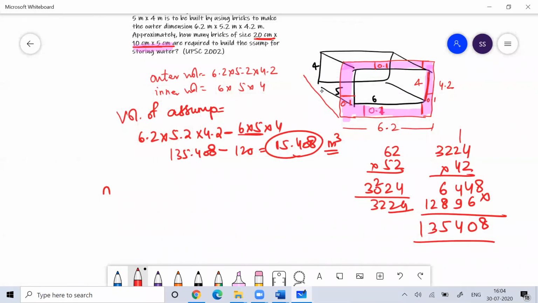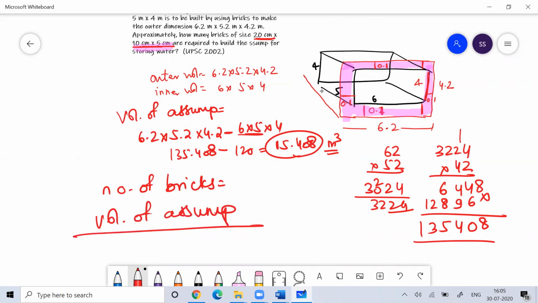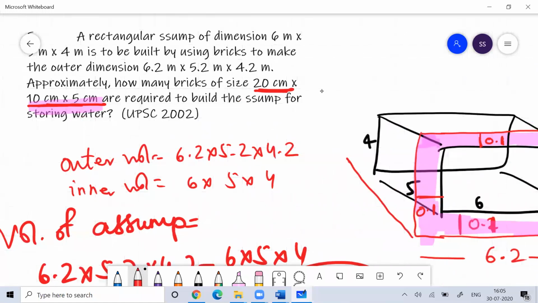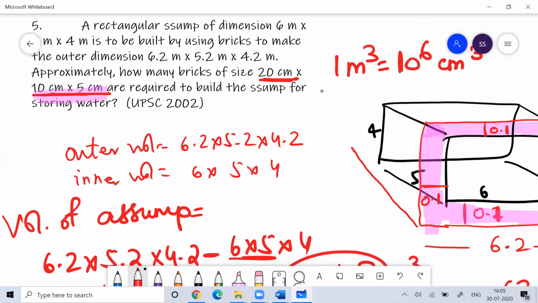So now the number of bricks would be nothing but the volume of the sum, whatever this is, divided by the volume of one brick. But if you notice, the dimensions of the bricks are in centimeters, while this was in meter cube. So I believe everyone knows 1 meter is equal to 100 centimeters. So 1 meter cube is equal to 10 lakh centimeter cube.